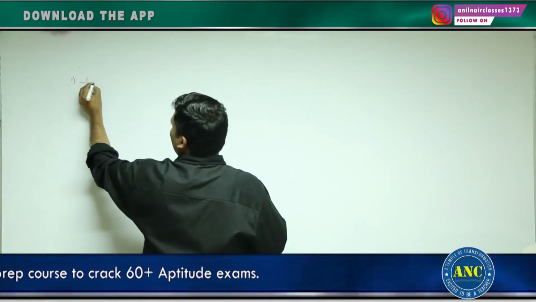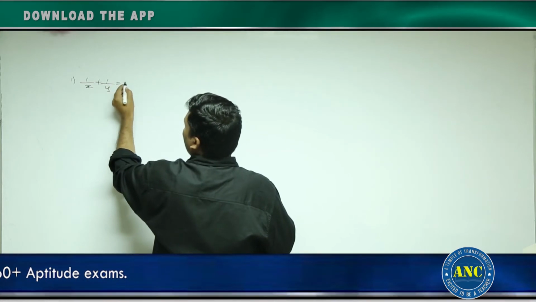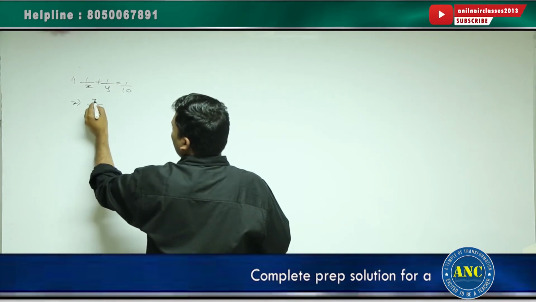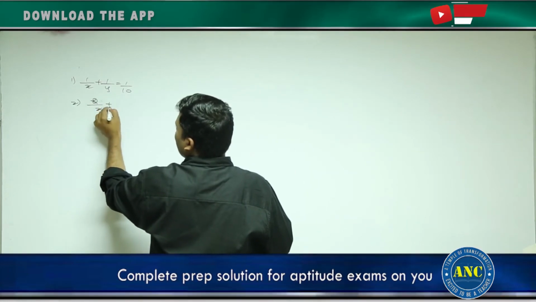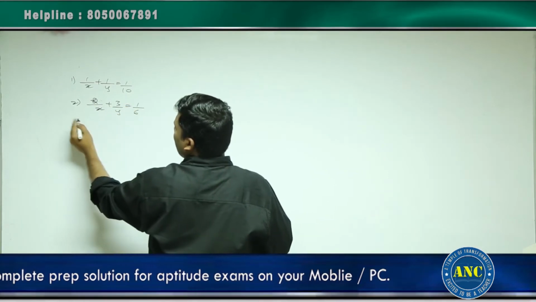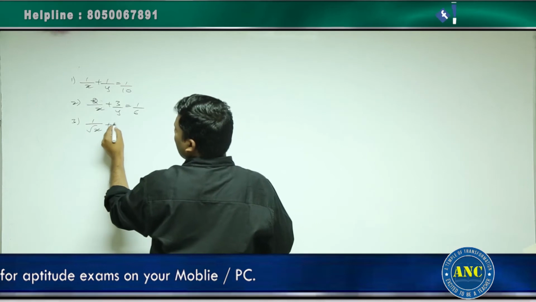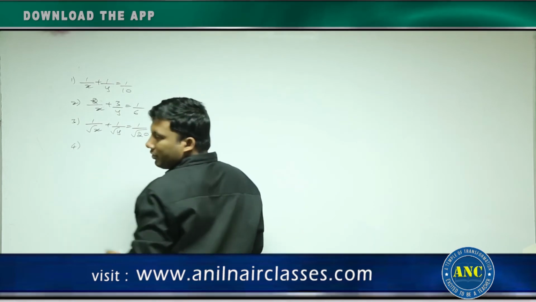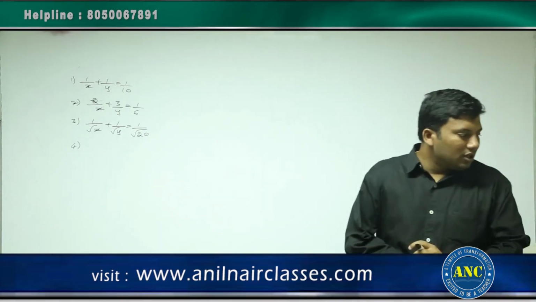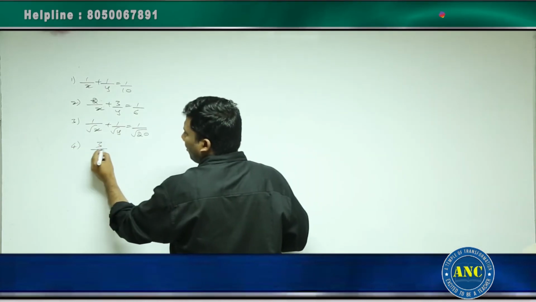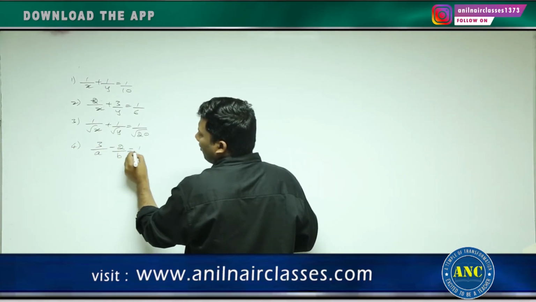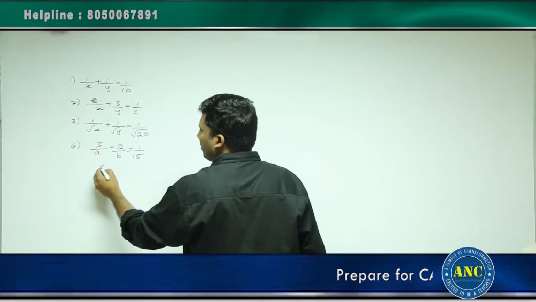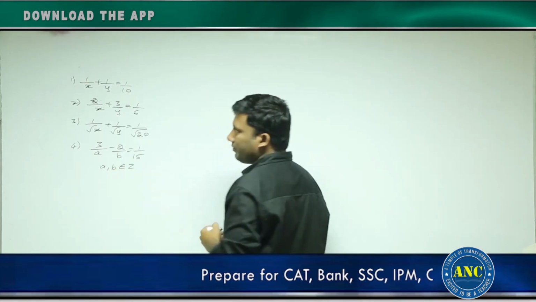Now, first question, 1 by x plus 1 by y equivalent to 1 by 10. Next one, 2 by x plus 3 by y equals 1 by 6. Third one, 1 by root x plus 1 by root y equivalent to 1 by root 20. Fourth one, in the sheet there is a question, 3 by a minus 2 by b equivalent to 1 by 15. Here a and b are integers.